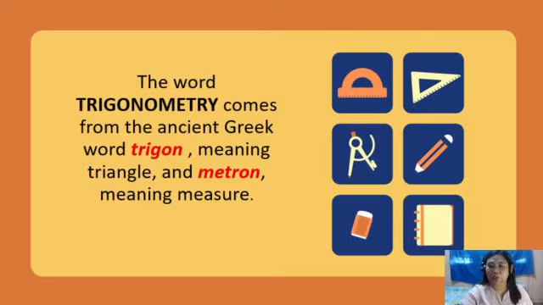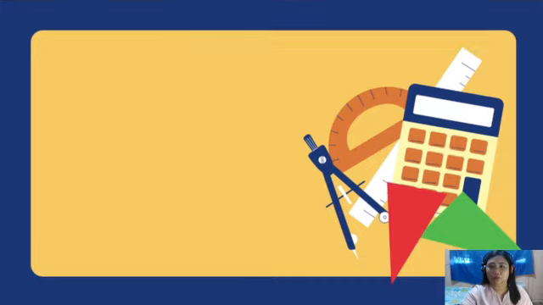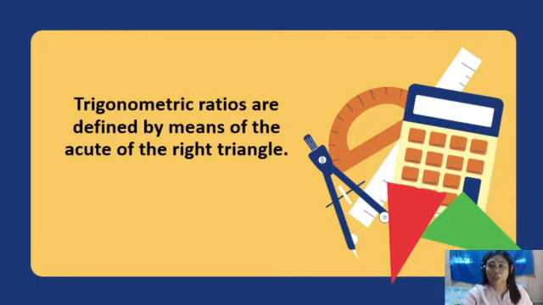The Pythagorean Theorem that has been discussed to us from quarter 3 is used to solve for the right triangle. However, its use is limited only to solving for the unknown sides of a triangle. But how can we solve if one side and the measure of an angle is given? Solutions for this kind of problem make use of trigonometric ratios. Trigonometric ratios are defined by means of the acute angles of the right triangle.